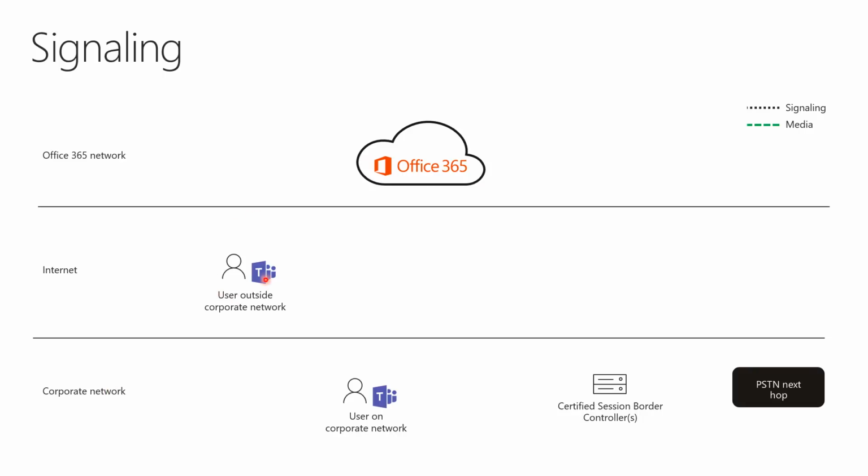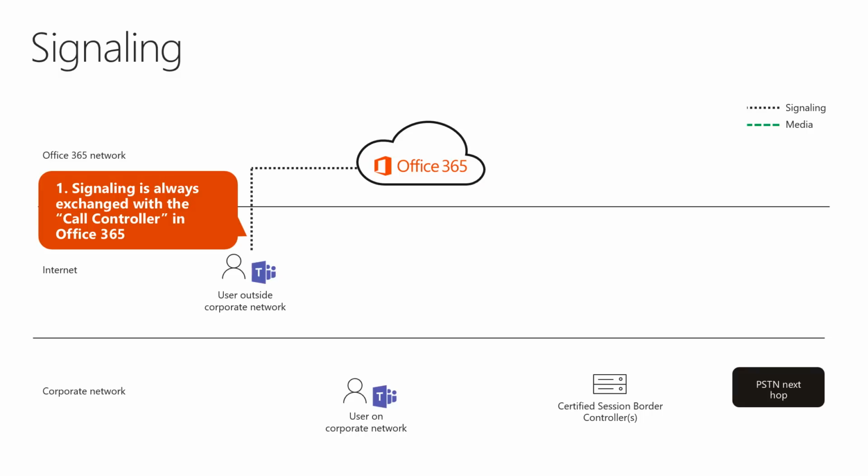We have here a user outside the corporate network, we have a user internal to your network, then we have here a session border controller, and then we have here a PSTN next hop. This could be a PBX or just a SIP trunk or a PSTN trunk to your phone provider.